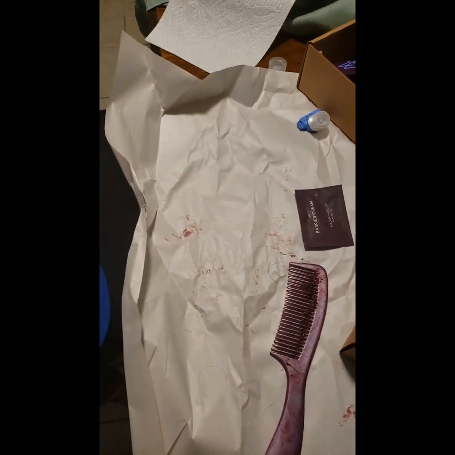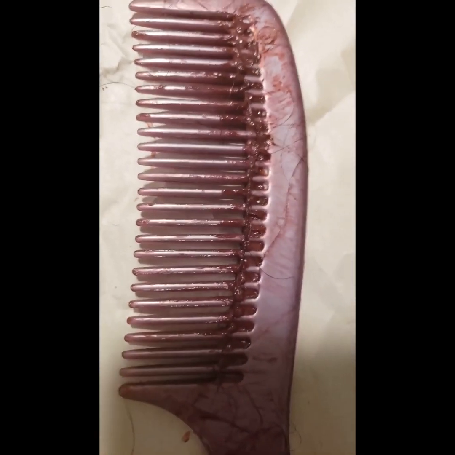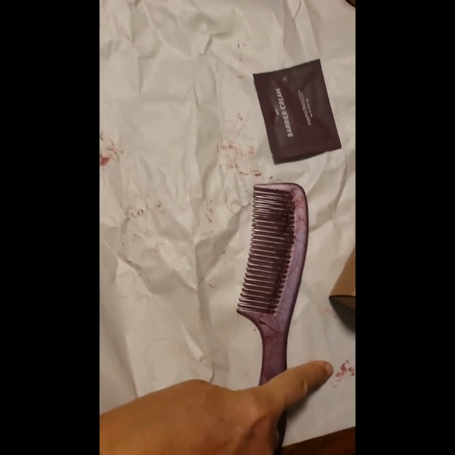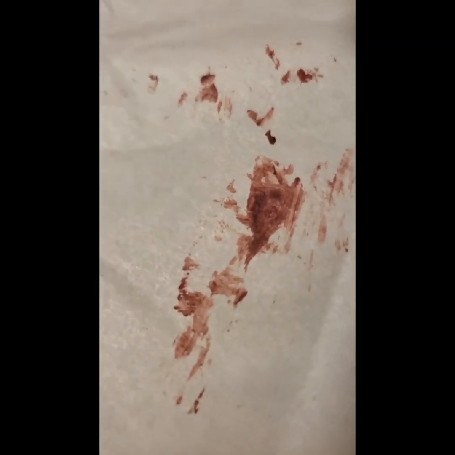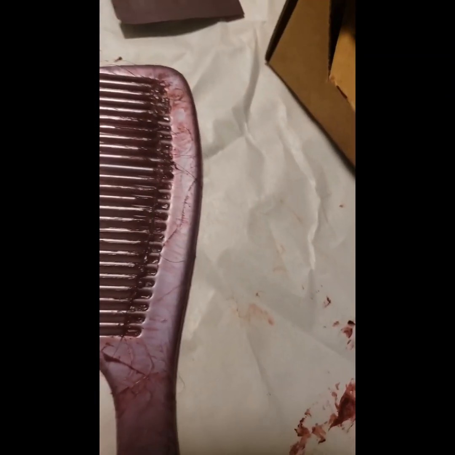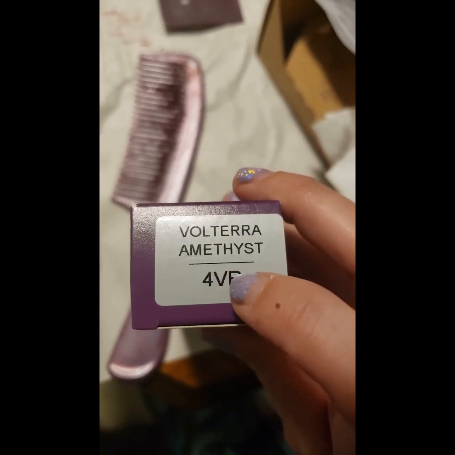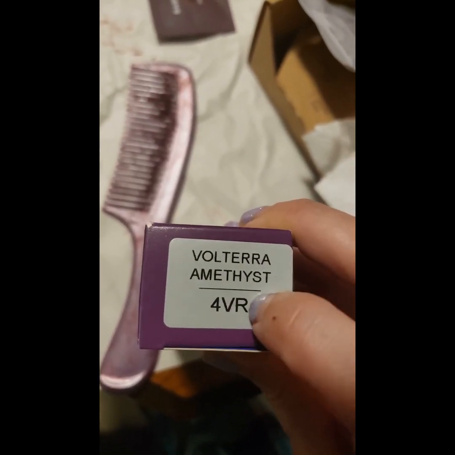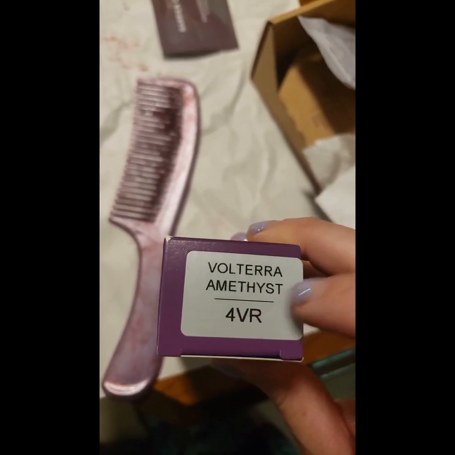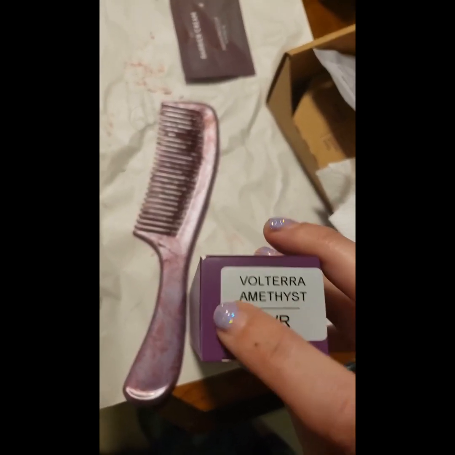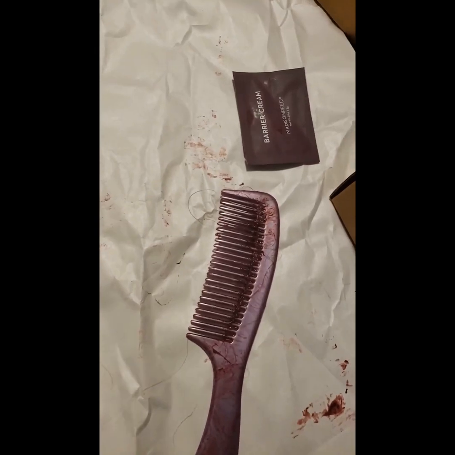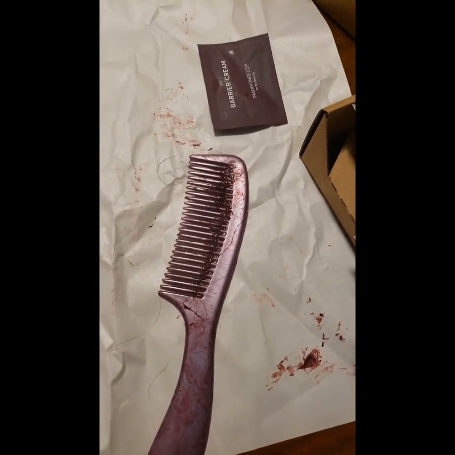And other than that, here's what it looks like in the hairbrush. And oh, here's what it looks like on paper. It's kind of a red color. And that was the other thing that I was going to show you, right here it says 4VR. So what that means is there is violet in this and red. So violet and red make amethyst, purple. And that is what we are looking for in our final solution.